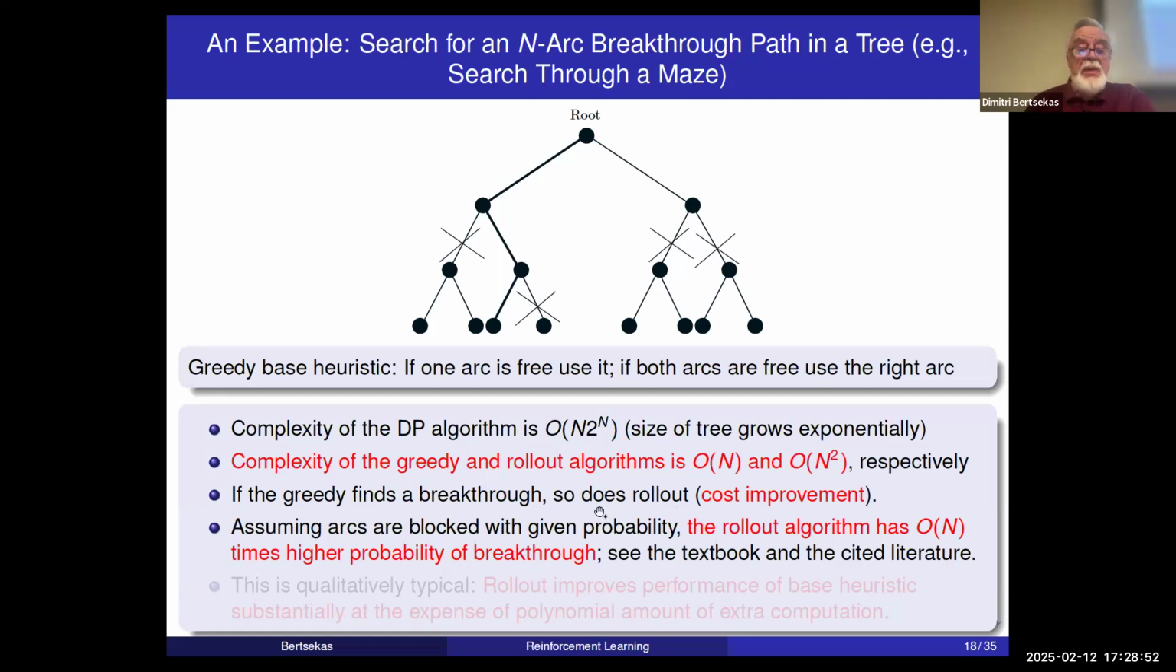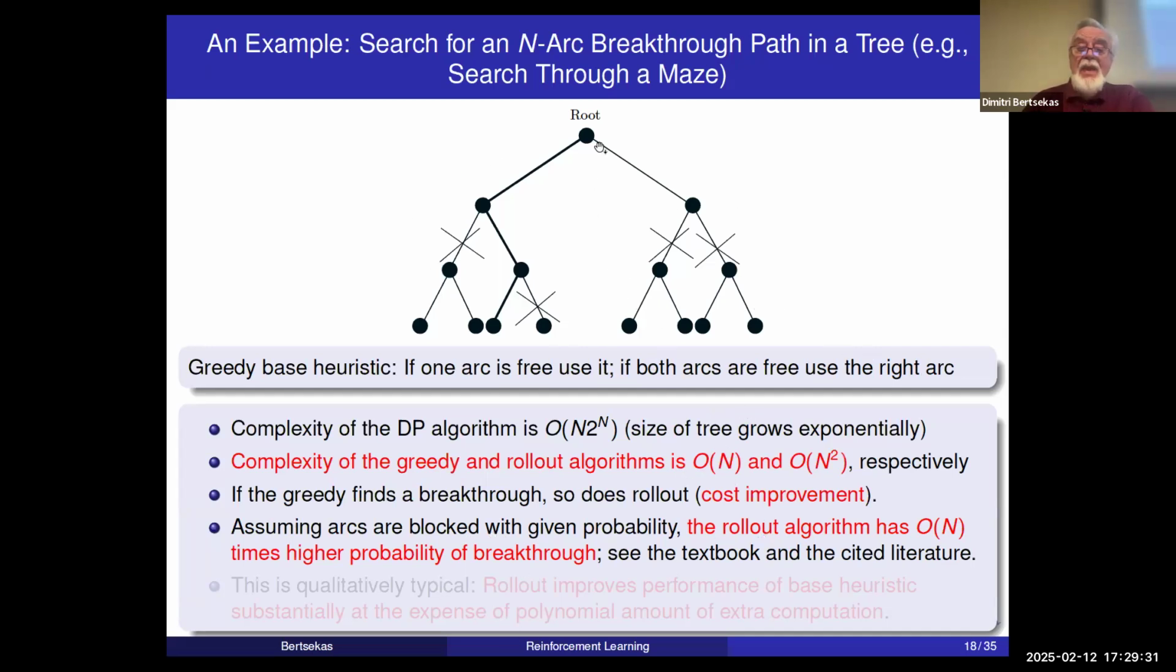There's another type of cost improvement here, which is in your textbook. The discussion is in your textbook, but we're not going to discuss it here. Let's take an ensemble of problems where arcs are blocked or free with given probabilities. Then the rollout algorithm will be successful for some of those. It will not be successful for others.